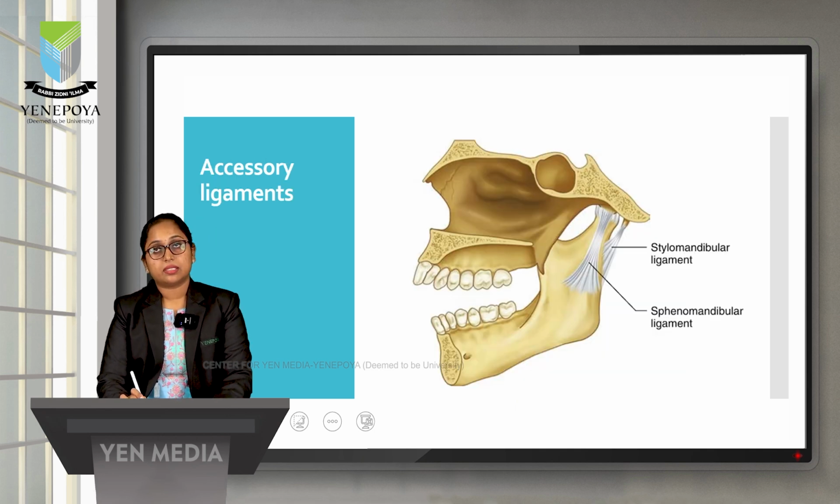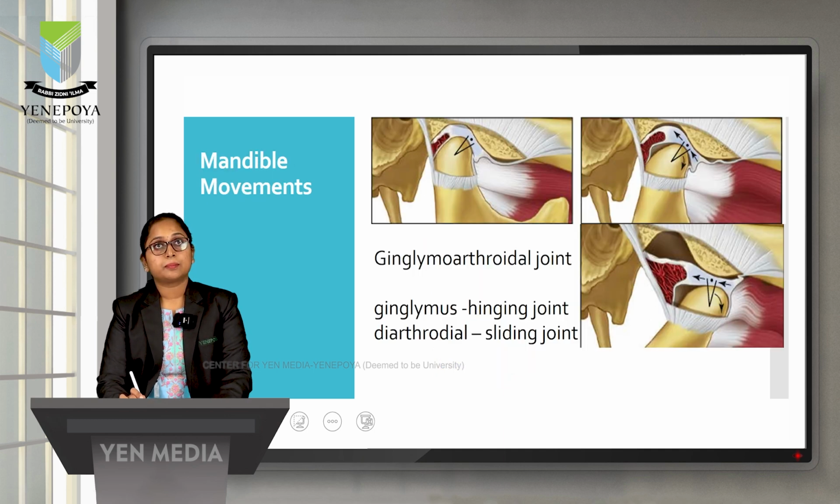The accessory ligaments, the stylomandibular and sphenomandibular ligaments, do not play a significant role. Next come the mandibular movements.